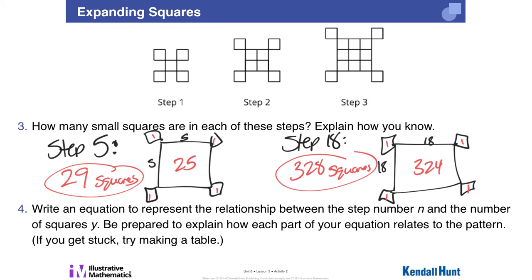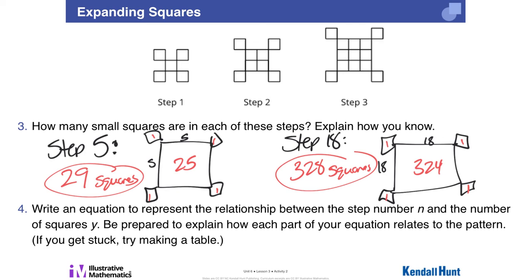So here I'm explaining and showing how I know that step 5 is going to have 29 squares: 25 in the middle, and then adding 4. Step 18, I have a square in the middle, it's 18 by 18. So that's 324 squares, and then add those 4 to have a total of 328 squares.